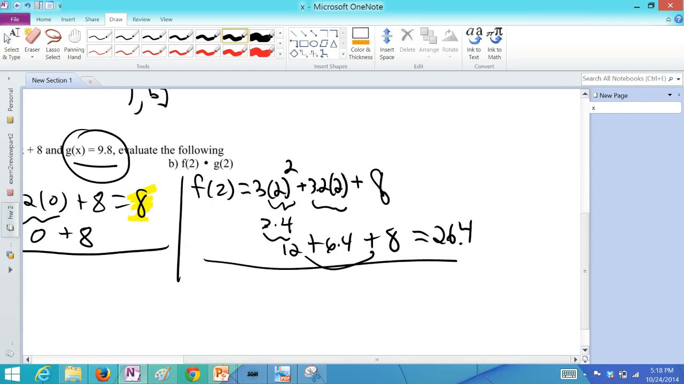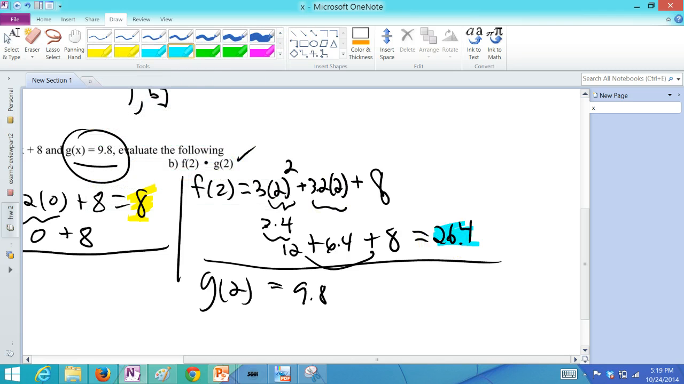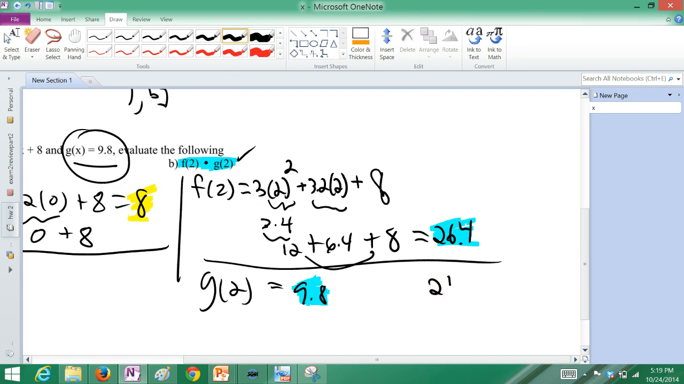So then we have g of 2. Now g of 2 will be, once again, 9.8. There's no x to plug in. It's going to be 9.8. Now what they want you to do with these two, f of 2 and g of 2, is multiply. So take f of 2 and multiply it by g of 2. Take 26.4 and multiply it by 9.8.